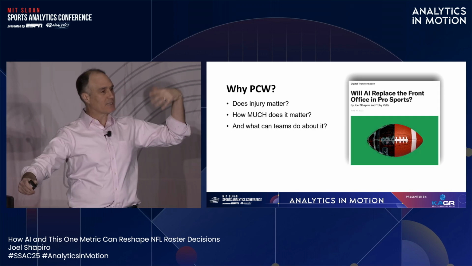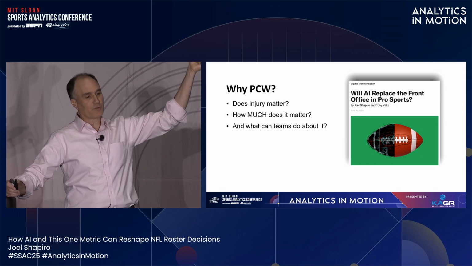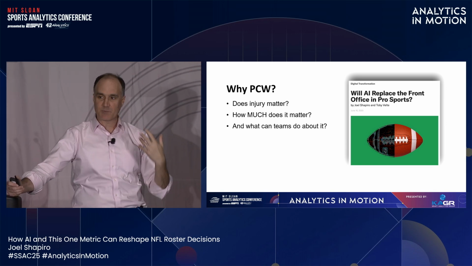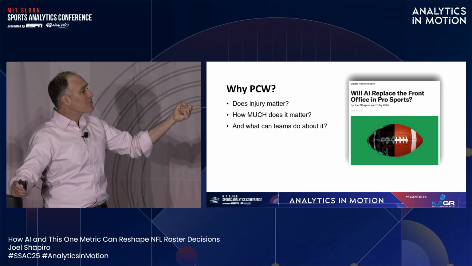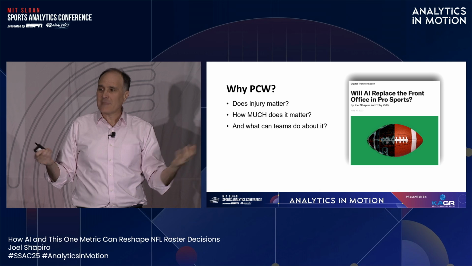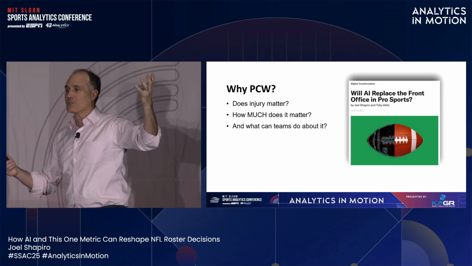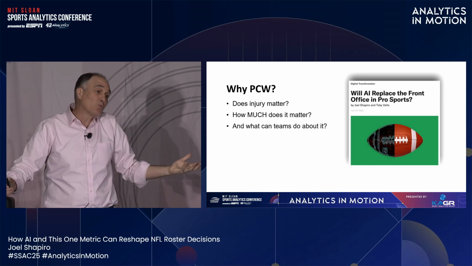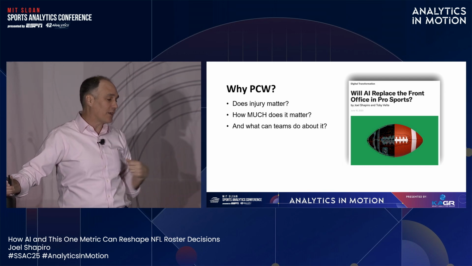And by the way, I'm not going to stand up here and claim that this is the one silver bullet for everybody. It is one of multiple metrics that can help teams get better. But why percent cash wasted? Because injuries matter. Now, we all knew that, right? If players get injured, fans are unhappy because they don't get to see their favorite players, but also teams win fewer games when their players are injured.